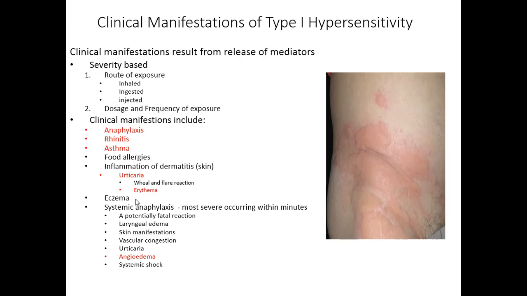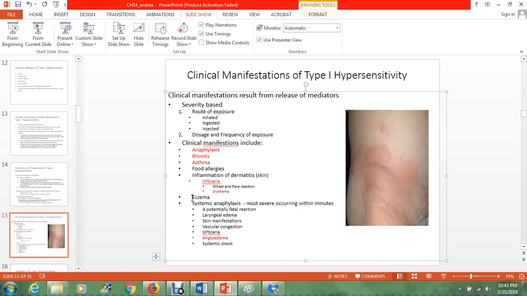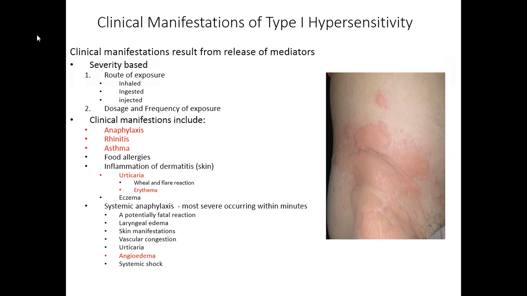And then systemic anaphylaxis, what do we see? Oops, I'm just going to fix this so that you can have it on your version. Systemic anaphylaxis is the most severe because it can travel through your body, and is potentially fatal. What are some of the things we see? Laryngeal edema, swelling of the throat, closing of the airways, right? Skin manifestations that we saw, some vascular congestion, urticaria, angioedema, and really systemic shock.